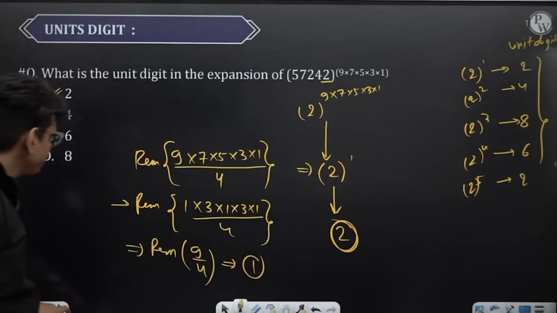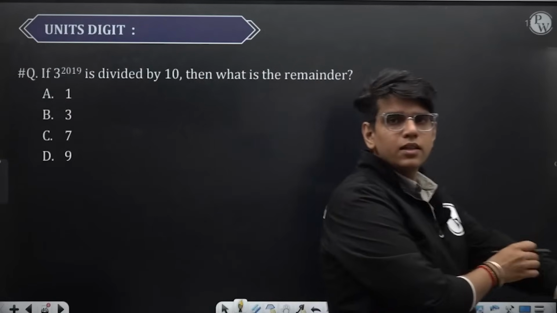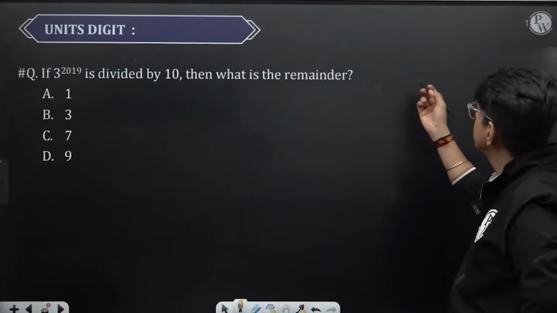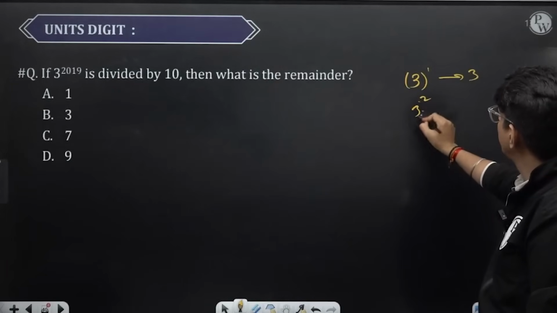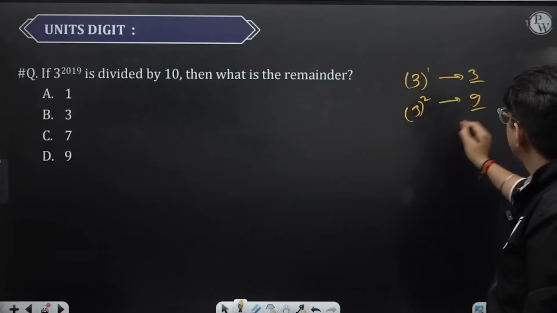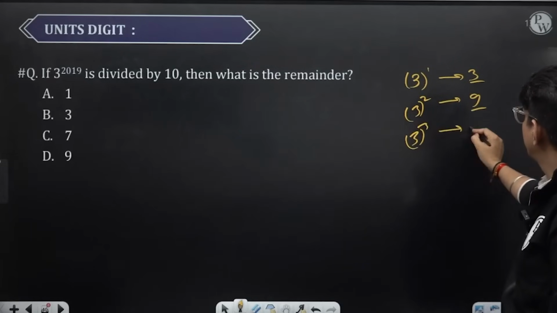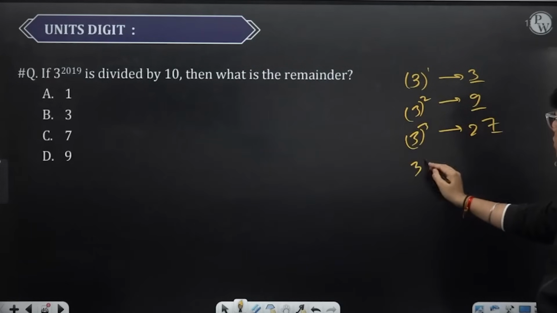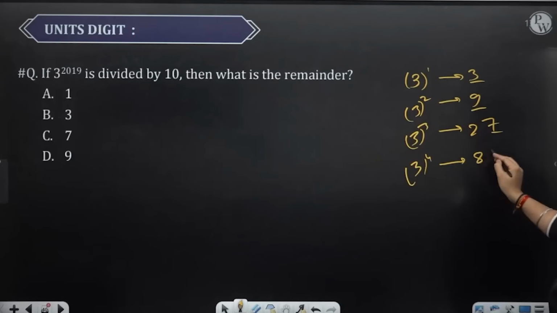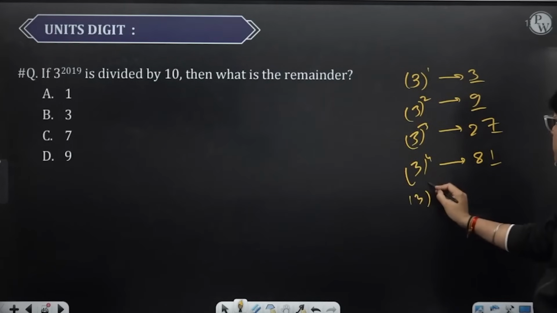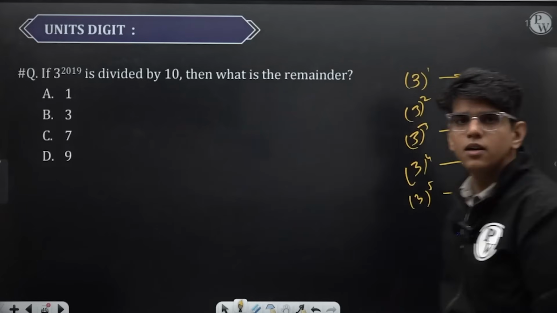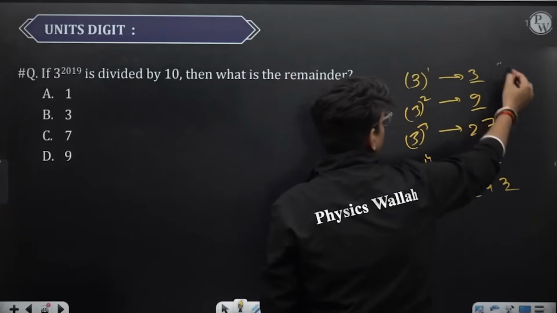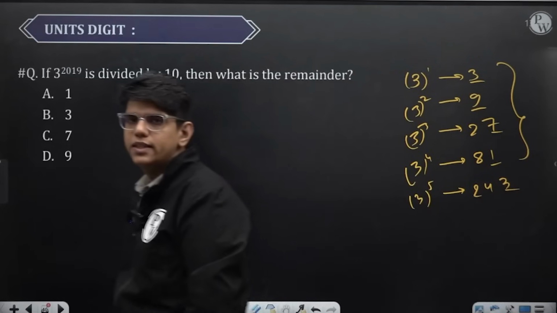Right? Next. Again, okay, how do we check the cyclicity? How to check the cyclicity? 3 to the power 1 is 3. 3 to the power 2 is 9. Okay, 3 to the power 3 is 27. 3 to the power 4 is 81. 3 to the power 5 is again 3. Right? So the unit digit repeats after 4, similar to 2 itself.